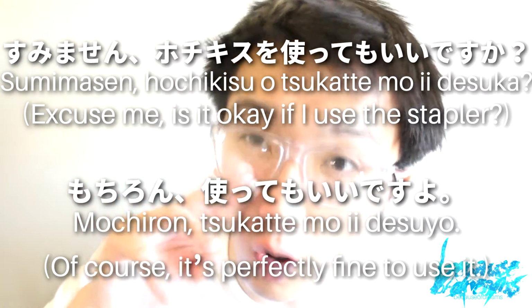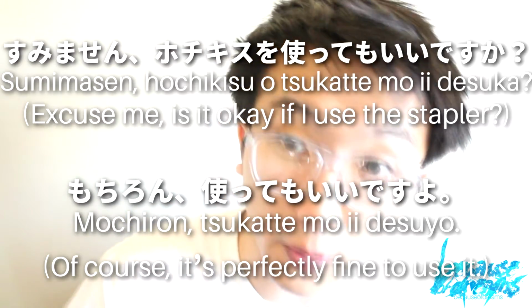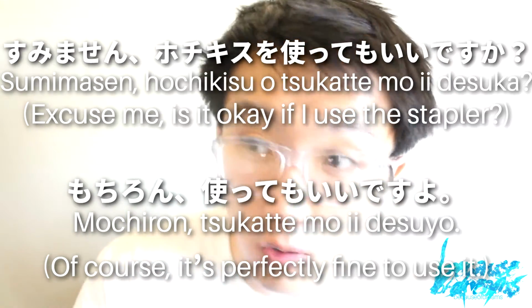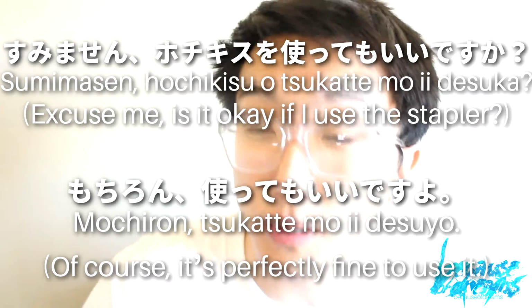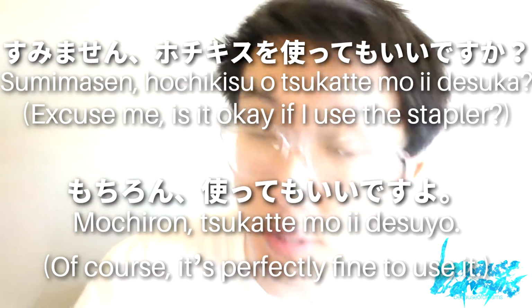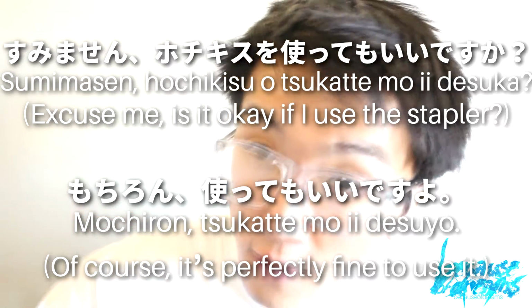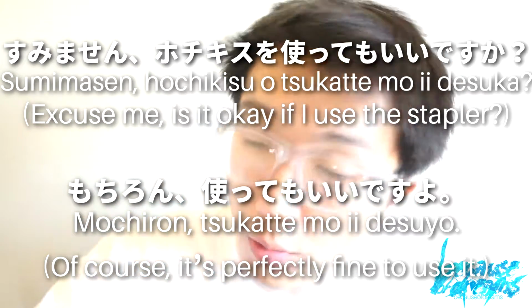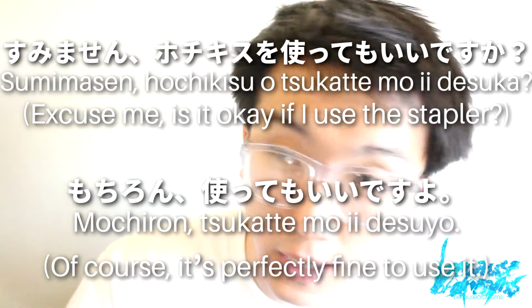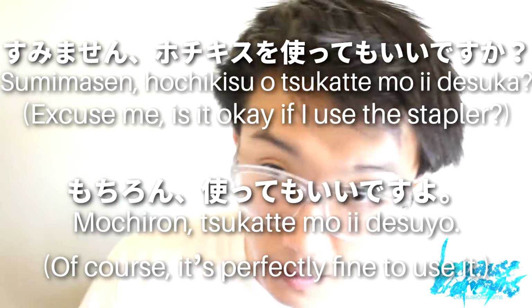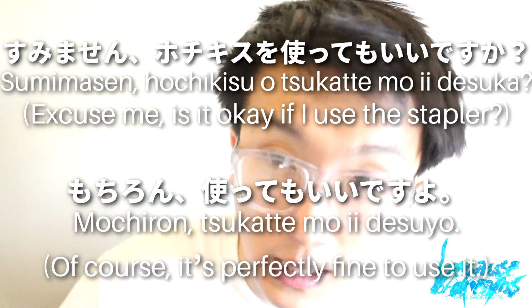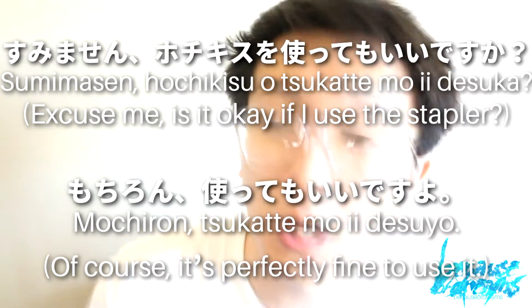We have the particle o marking hochikisu, the stapler, as the direct object of the verb tsukau, and tsukau here is going to be changed into its te form. So tsukau means to use, and now we change it into its te form, so now it's tsukatte. Now we have our verb that's in its te form, so now all we have to do is add the phrasing mo ii desu ka to turn it into a question that asks permission. So tsukatte mo ii desu ka is, is it okay to use? To use what?